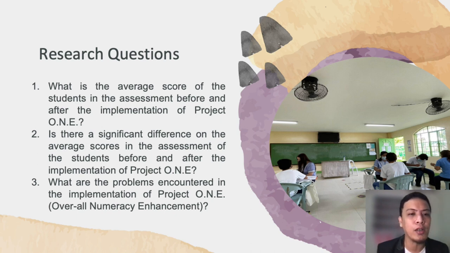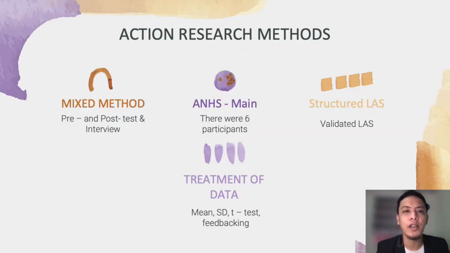First, what is the average score of the students in the assessment before and after the implementation of Project 1? Second, is there a significant difference on the average score in the assessment of the students before and after the implementation? And third, what are the problems encountered in the implementation of Project 1? In order to answer all the queries of this paper, these are the methods used. So first, this is a mixed method wherein I use pre and post test assessment in order to obtain the performance of the students, and interview method to determine the problems encountered in the implementation of the project.